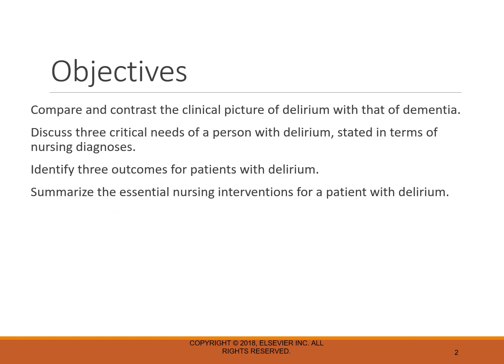The objectives are divided in different parts. So the first session, the objectives are to compare and contrast the clinical picture of delirium with that of dementia, discuss 3 critical needs of a person with delirium, identify 3 outcomes for a patient with delirium, and summarize essential nursing interventions for a patient with delirium.